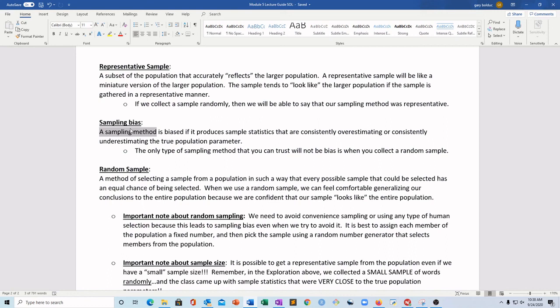So if you have a method where you apply that method to get your sample, and every time you do that, your statistic keeps being too big or too small, we're going to call that biased. So sampling bias comes in when you take a sample in such a way that your statistic overestimates, bigger, that just means bigger, or underestimates, smaller, the actual parameter.